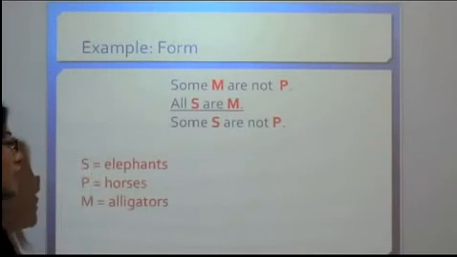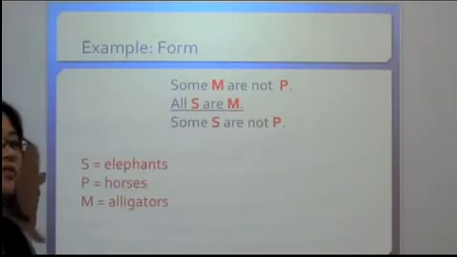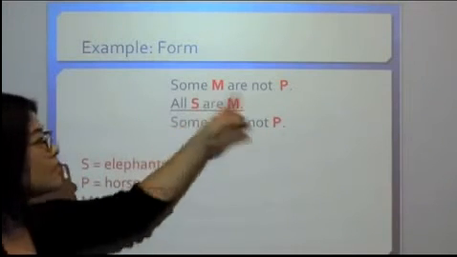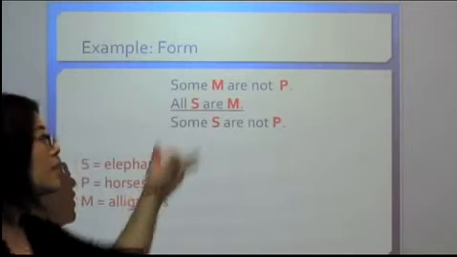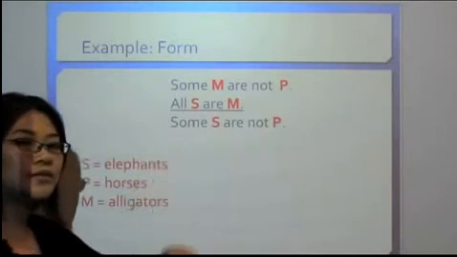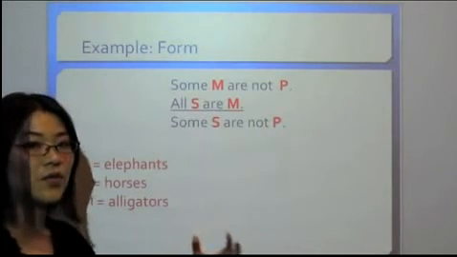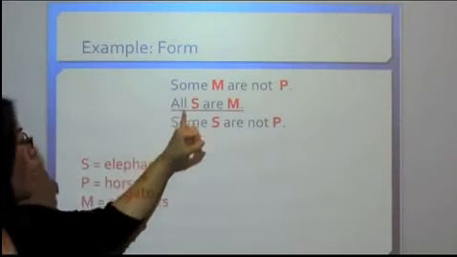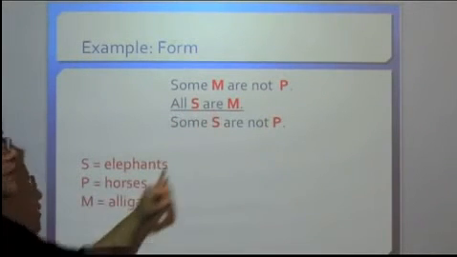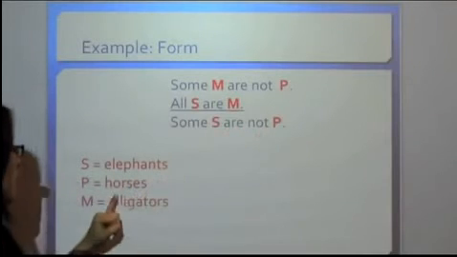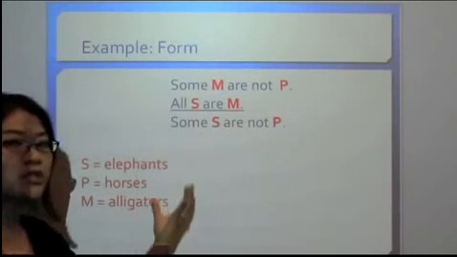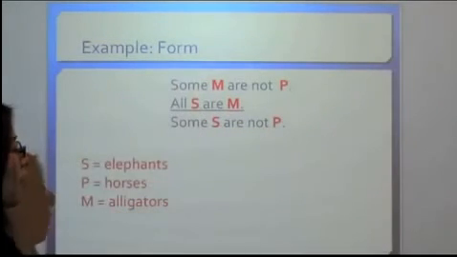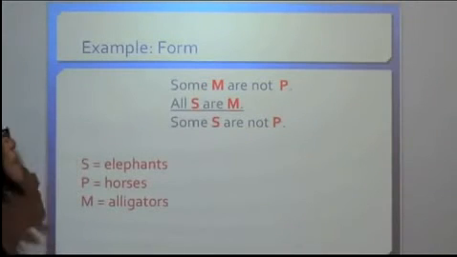The S stands for elephants, the P stands for horses, and the M stands for alligators. So we could replace these variables with whatever term each of them stands for and read the statements back as standard form categorical statements: some alligators are not horses, all elephants are alligators, some elephants are not horses. So that's the relationship between the variables and the terms. Once again, here we have the form, and this is the dictionary.